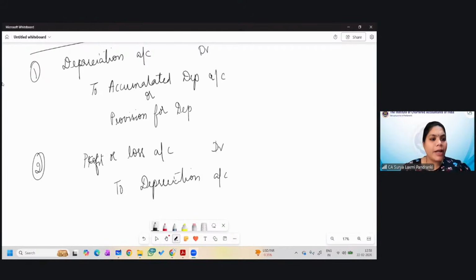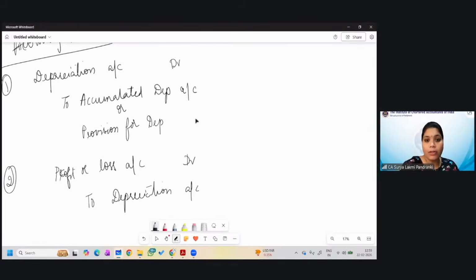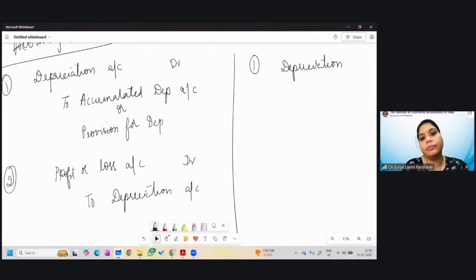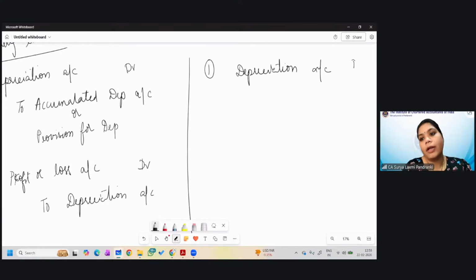Useful life and estimated life are the same, yes. Now, here comes the provision for depreciation, or accumulated depreciation. What is happening is either you can do it to an accumulated depreciation account or a provision for depreciation account, or there is another way also. I will show you that entry as well. This first entry can be depreciation account debit to asset account.